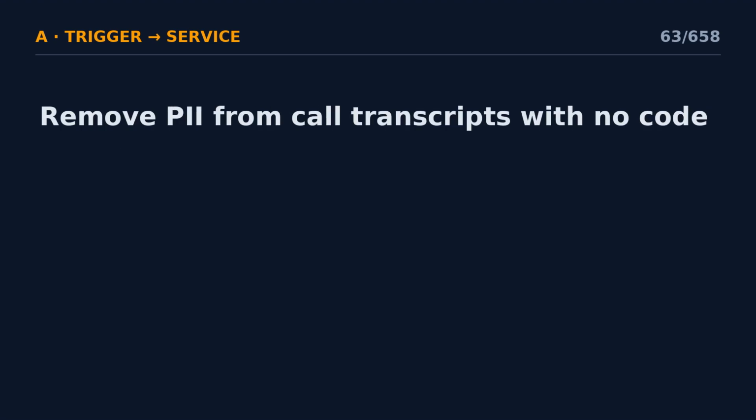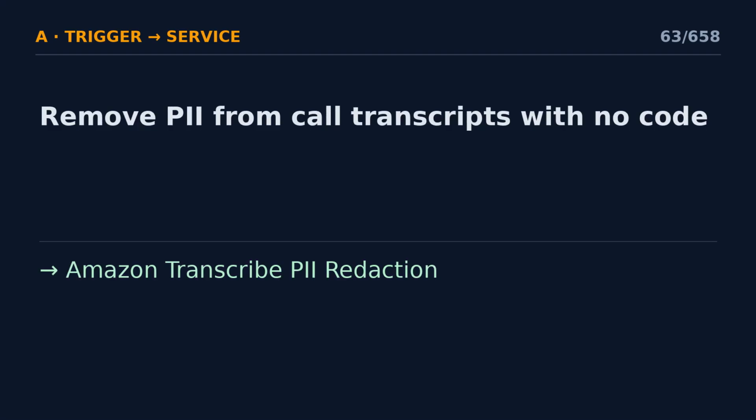Remove PII from call transcripts with no code. Answer: Amazon Transcribe PII redaction.